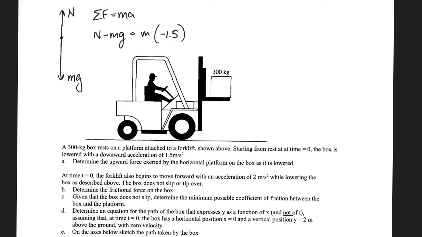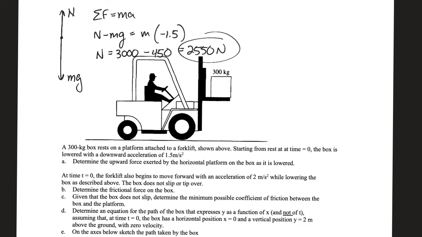So we know that the mass is 300. So this is normal equals 3,000 minus 300 times 1.5, which is what, 450? So 2550. It's nice, it has numbers.